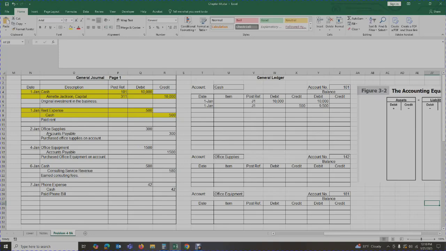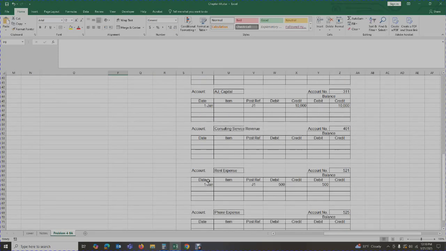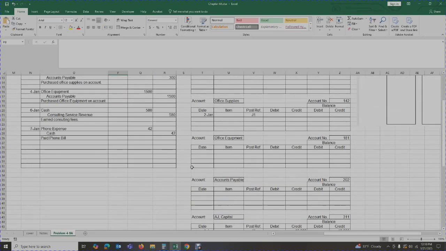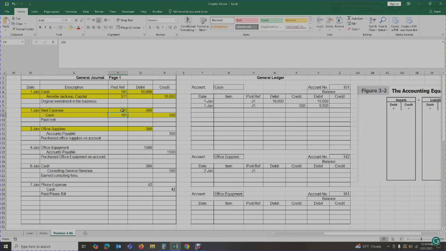My third transaction, we bought office supplies, so we're going to look for office supplies. Office supplies happen on January the 2nd. This is happening on journal number 1. Okay, and we forgot to post for cash. Oh, we forgot to post both of these. We need to remember to do that. Cash is account number 101. And my rent expense, okay, is account number 521. So we don't forget to do this, because if you forget to put the post reference, the system is going to count it wrong. Okay, so make sure that you do put your post reference.